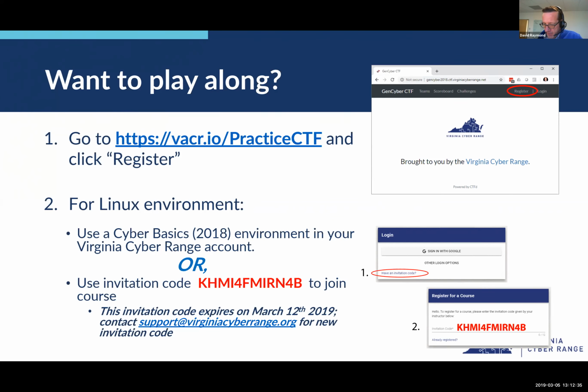If you want to have a Linux environment available to hack on some of these challenges, then most of you probably have access to a Cyber Basics environment. If you don't, you're welcome to go to the Virginia Cyber Range login page, and there's an invitation code provided here, and that invitation code will expire in a week. So if it's past March the 12th of 2019 and you're listening to this and you want access to this Cyber Basics environment, then send a note to support@virginiacyberrange.org, and we'll get a new invitation code out to you.